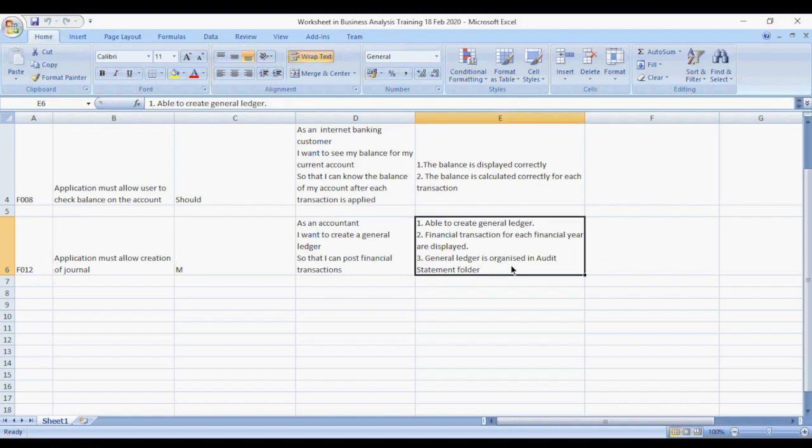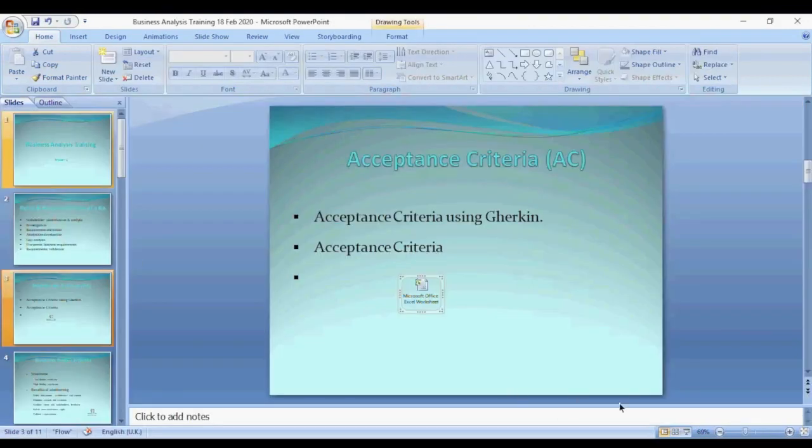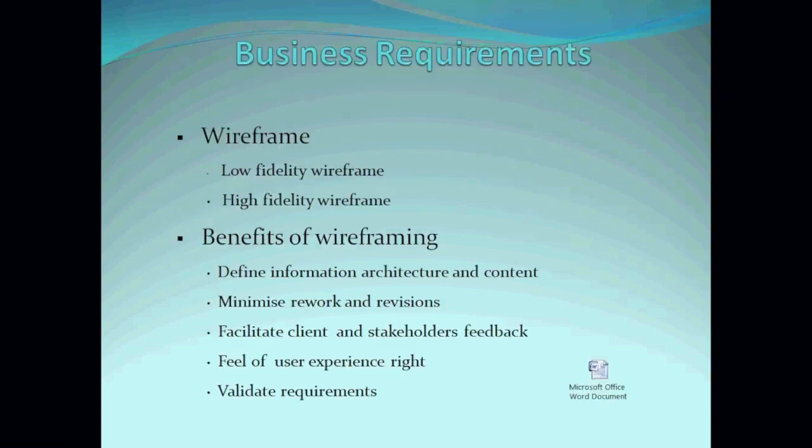So you could see, once you understand it, then you will be able to determine how you need to write your acceptance criteria with your stakeholders, or if you need to use Gherkin language, or you need to use the normal acceptance criteria like this one. So I think with that we'll just stop on that and move on to the next slide. So that's on acceptance criteria.